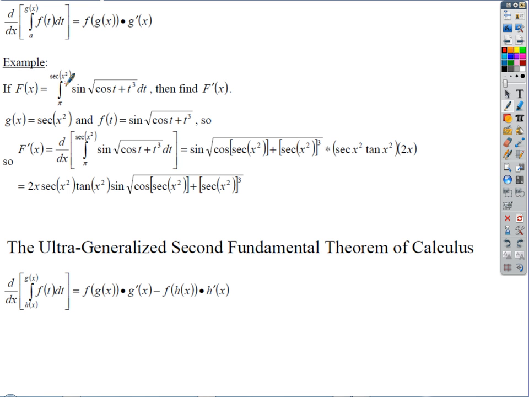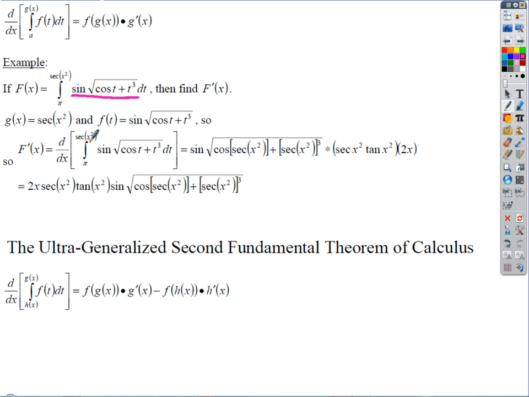And this looks like a really hard problem, doesn't it? It looks horrible. The function is sine of the square root of cosine t plus t cubed. My gosh, that looks grisly. It looks like nothing you ever want to touch with a 10-foot pole. But it's not that hard, right? Because if we want to differentiate this, and that's what the question is asking for, the rate of change of this area function, the derivative with respect to x, all we do is evaluate this integrand at secant of x squared.